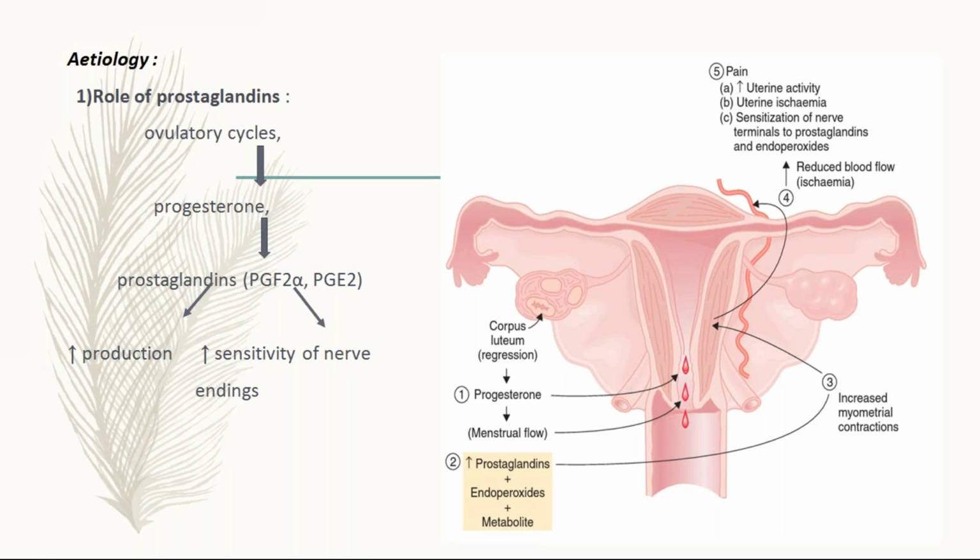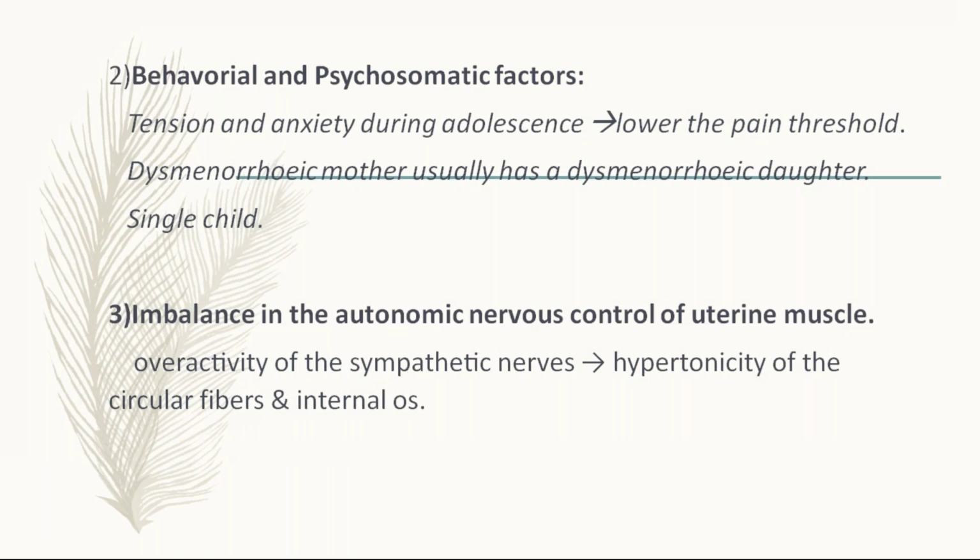These prostaglandins cause increased uterine activity, that is uterine contractions, which in turn reduce blood flow, causing uterine ischemia, and it also causes pain by sensitizing nerve terminals to prostaglandins. So this is the phenomenon by which primary dysmenorrhea will occur in these age groups of 18 to 25 years. Behavioral and psychosomatic factors: tension and anxiety during adolescence lower the pain threshold.